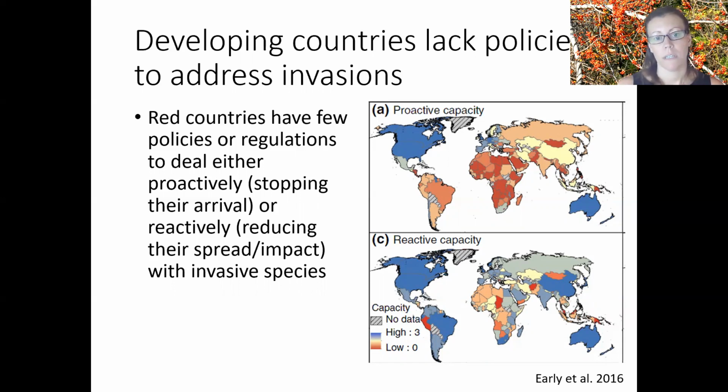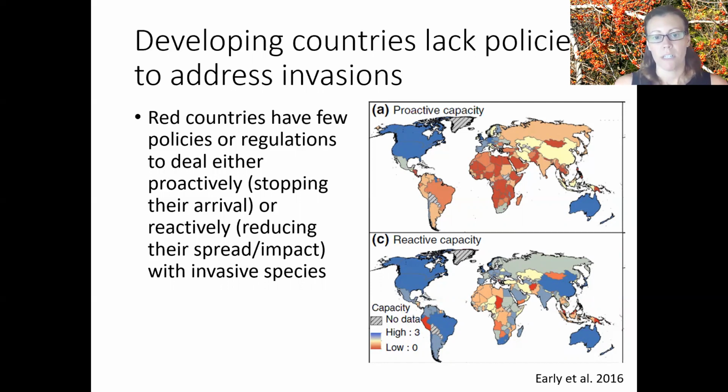So the top one is dealing with proactive regulations, that is, regulations that would stop a species from getting there before it arrives, something like the US has in terms of the APHIS inspections of shipments at the border. And the graph on the bottom is your reactive capacity. So that is laws and regulations that deal with management of invasive species once they've arrived, to reduce their spread and impact.